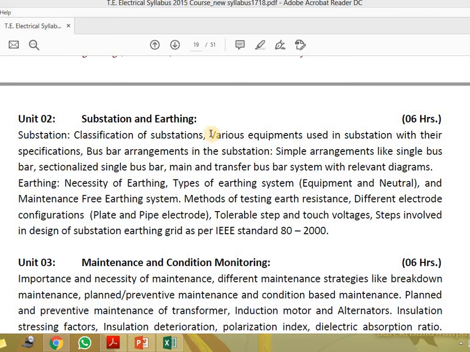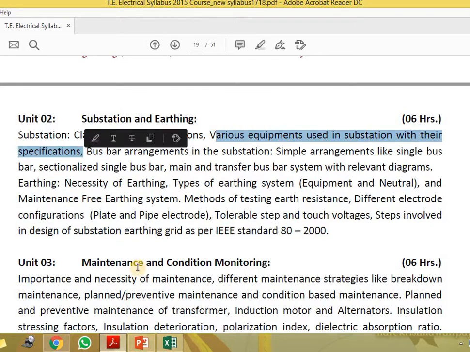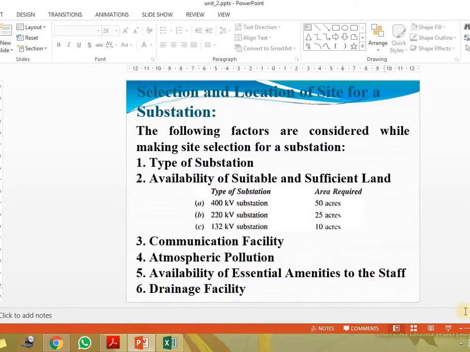Hello students, welcome to the video lecture series on electrical installation, maintenance and testing. We have started with unit number 2 and we have finished the point definition of substation and classification of substation. Now the next important point is various equipment used in the substation with their specification. So we will start with today's content.